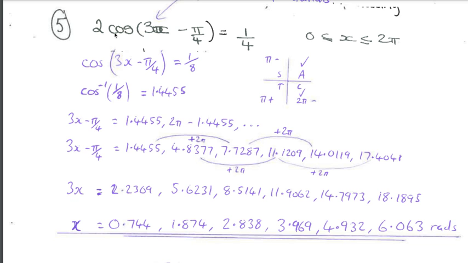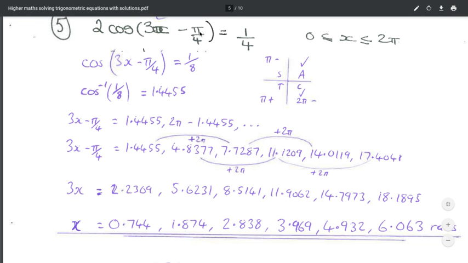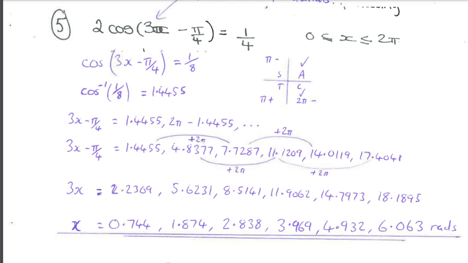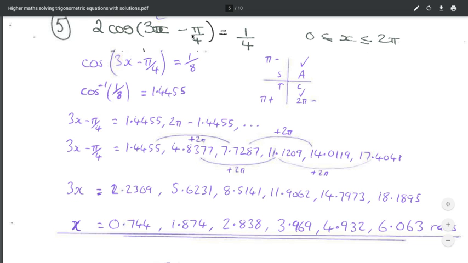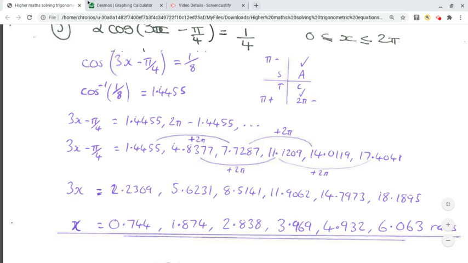So we have 2 cosine (3x minus pi by 4) equals 1/4. Again, let's have a quick look at the graph. This would be a cosine graph stretched to a height of 2, so an amplitude of 2. So the maximum value would be 2, the minimum value would be negative 2. The 3x would compress it by a factor of 3, so it'd be 3 waves in 360 degrees, or 2 pi radians, as this is a radian question. And the minus pi by 4 would be a horizontal transformation to the right.